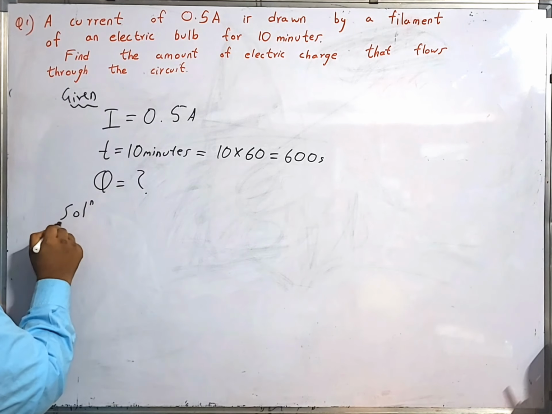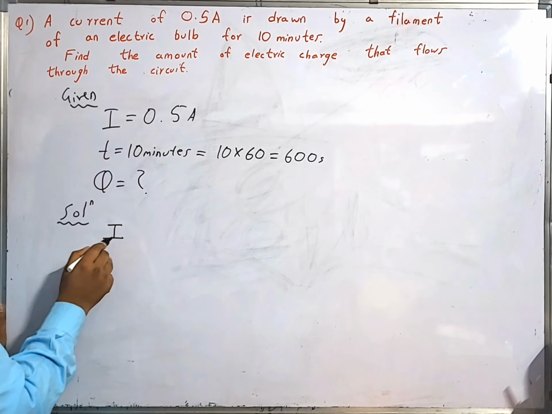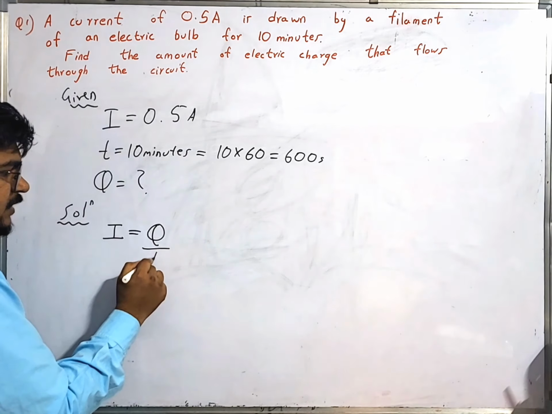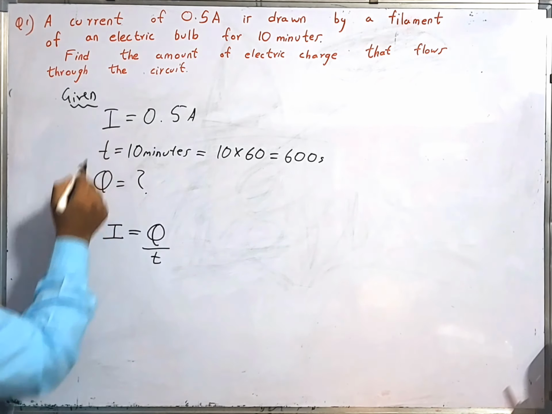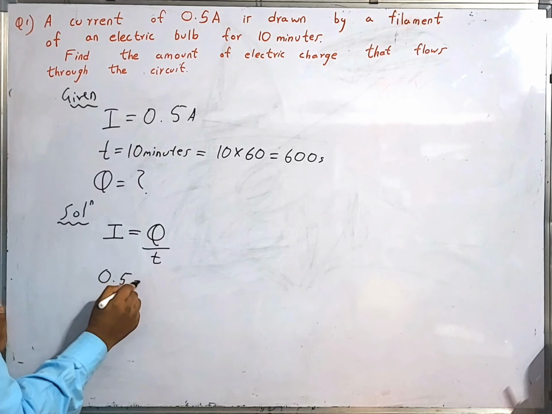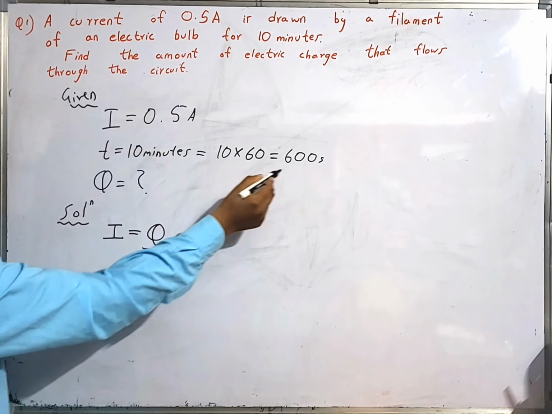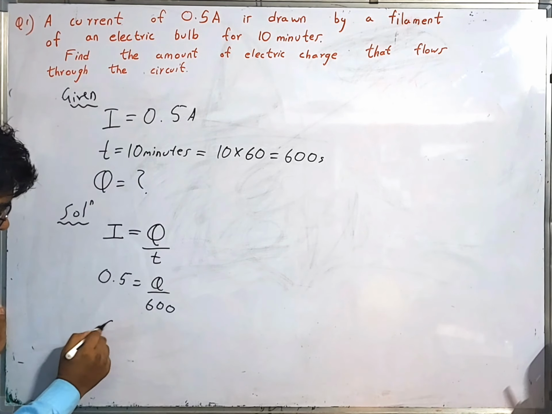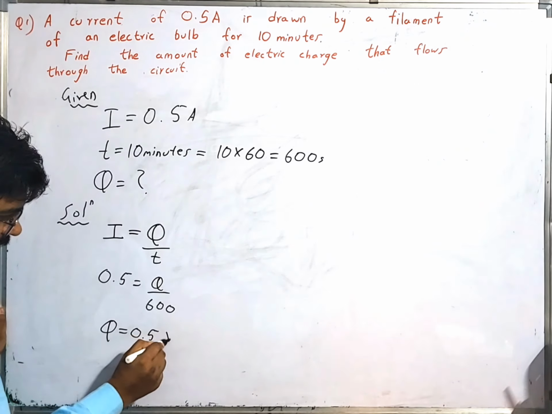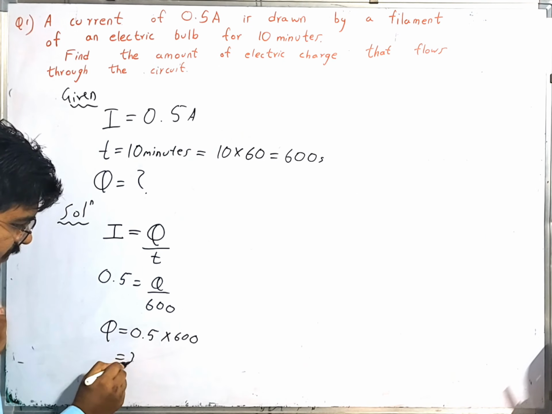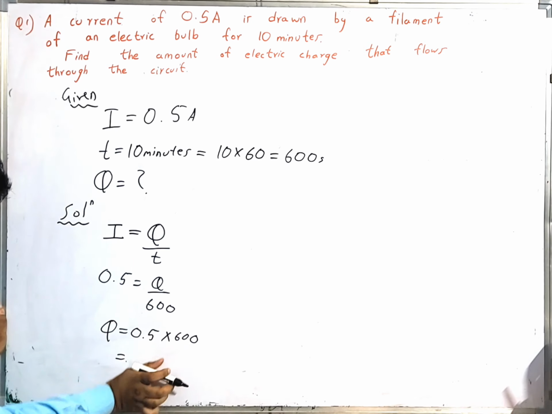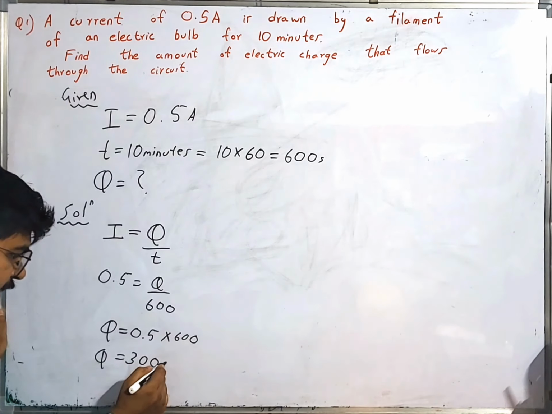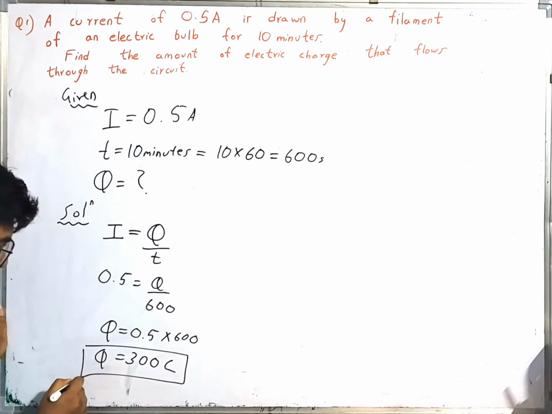Solution. As you know, the formula for electric current, that is denoted by I, is rate of flow of charge through a particular conductor with respect to time. Now we have I, that is electric current, 0.5 ampere, is equal to Q upon T. T is 600 seconds. So multiplying 600 seconds with 0.5, we get Q is equal to 0.5 into 600, we get 300. Now charge is measured in Coulomb. So the answer is 300 Coulomb.